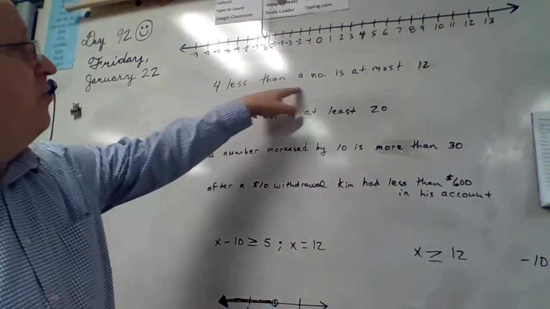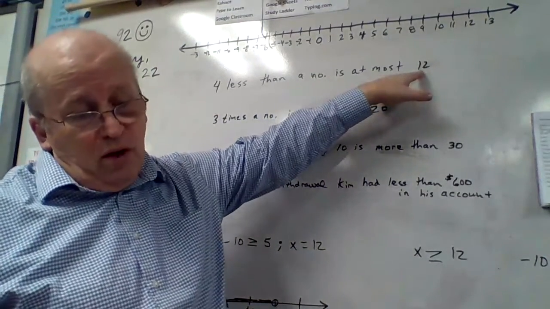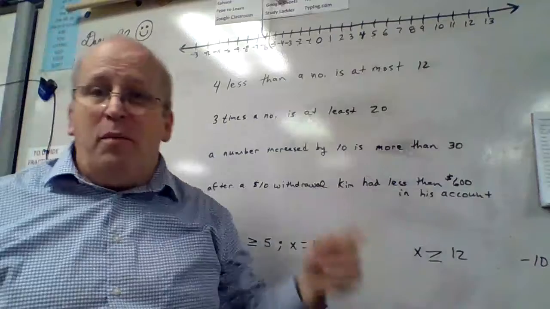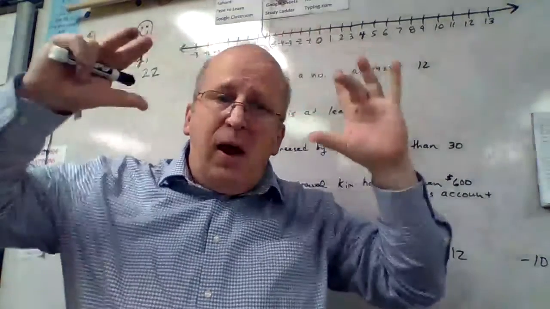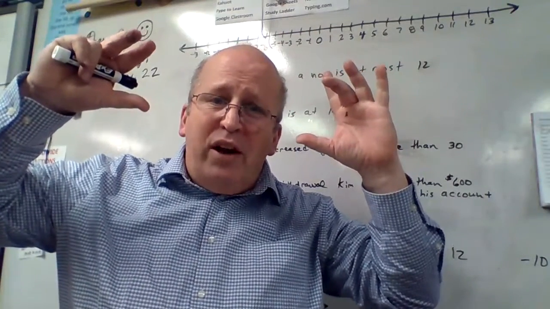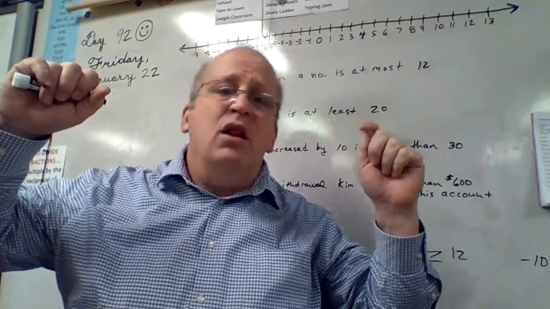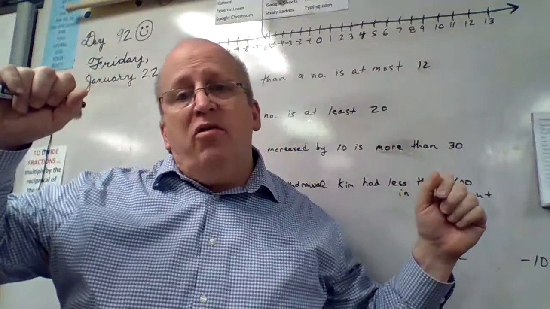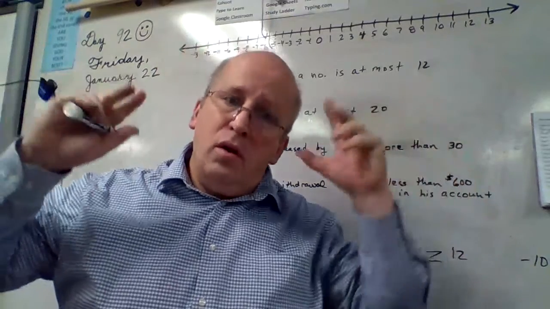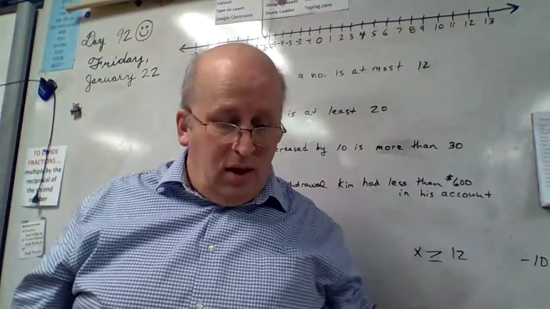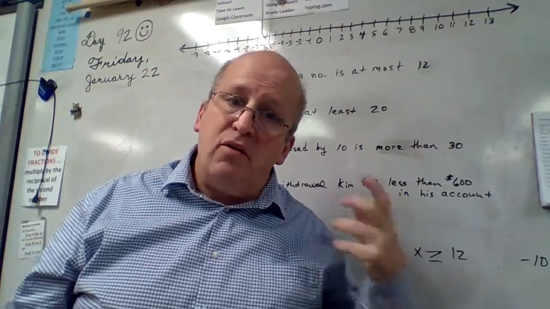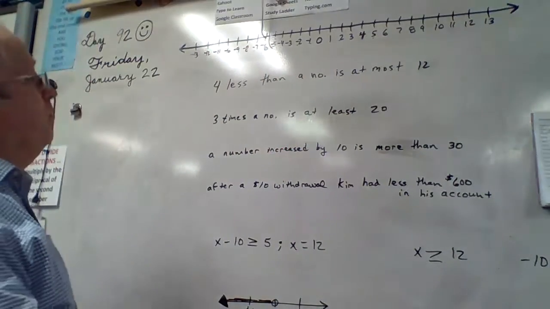It says 4 less than a number is at most 12. Is at most. Do you remember that one table that had different phrasings like is at most, or more than, less than, is greater than or equals to? You gotta find that table. It's on lesson 7-3 because that's going to help you to solve these problems.